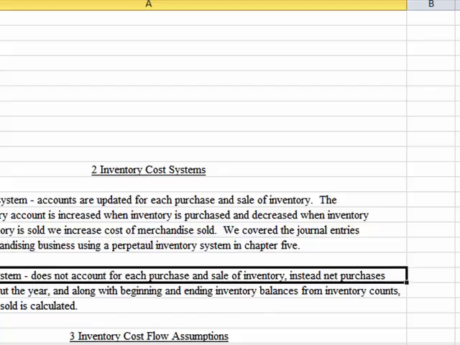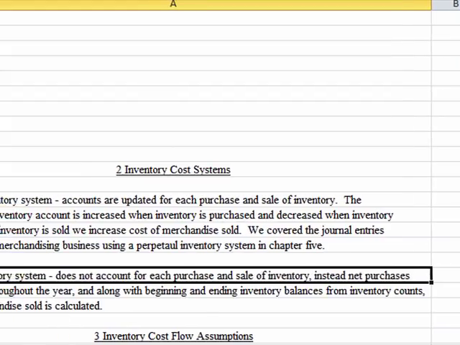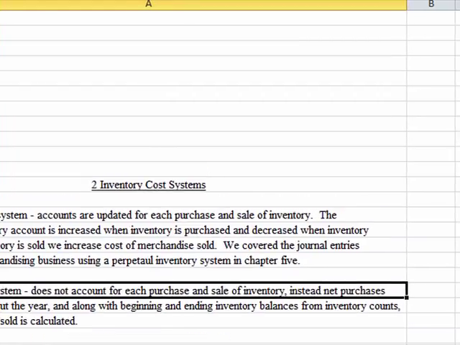But we'd have to do the inventory count under a periodic system just to calculate cost of merchandise sold at the end of the year. Here's the thing, you guys. Inventory is really easy under this periodic system if we're always buying inventory at the same price.